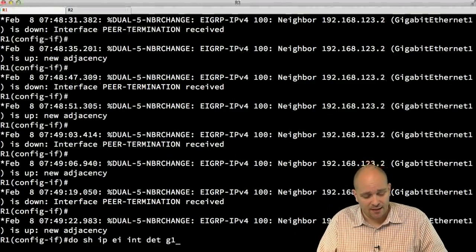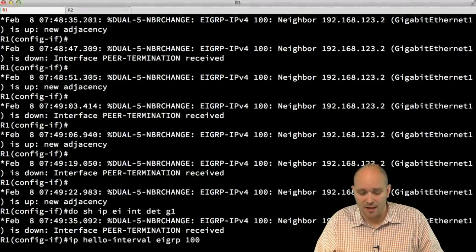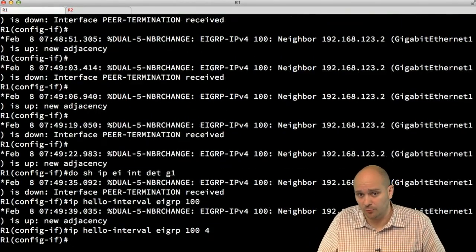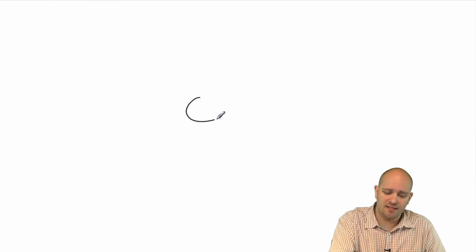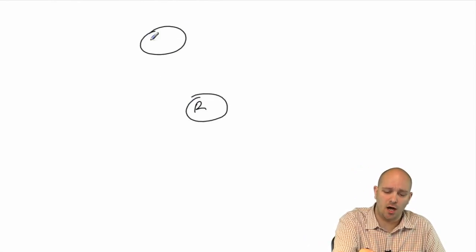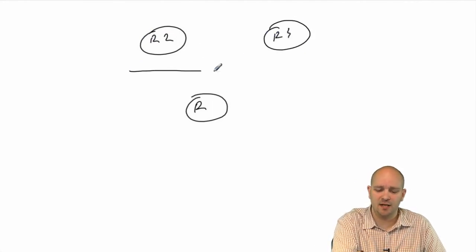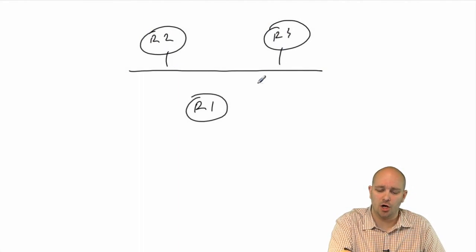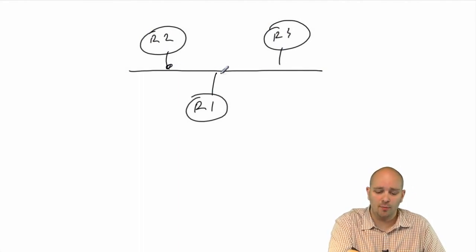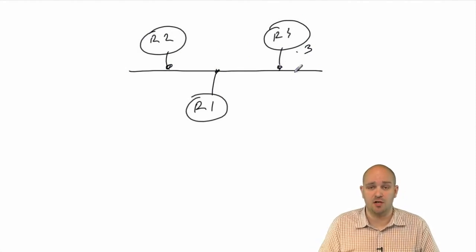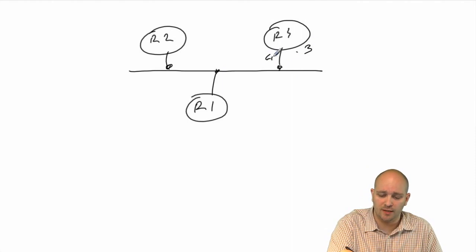So let's fix it. I'm just going to return my hello interval back to 4 seconds, which is going to improve things somewhat. I would now like to expand our network just a little bit. Remember, at this moment we have R1 and R2. What I would like to add is R3 on the exact same network segment that R1 and R2 are already connected. So I'm going to configure R3 here, and it's going to have IP address .3, and it's also going to be gigabit interface 1.